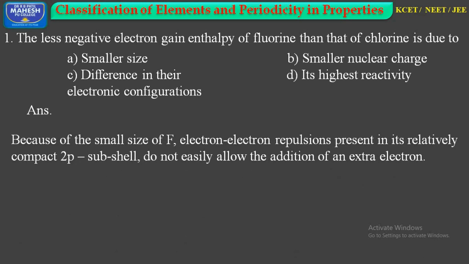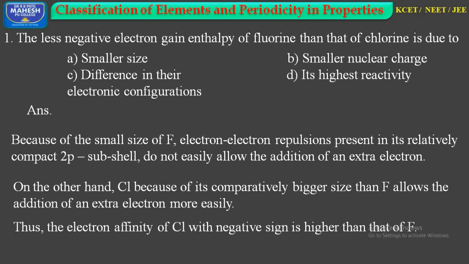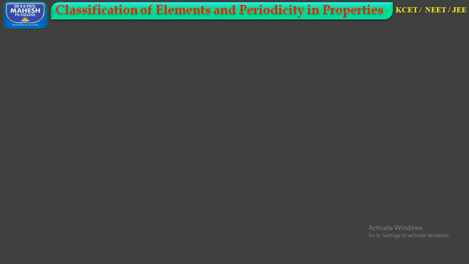And on the other hand, if we see the chlorine atom, because of its comparatively bigger size than fluorine, it allows the addition of an extra electron much more easily. And thus, we can conclude that the electron affinity of chlorine with negative sign is much greater compared to that of fluorine. So with this, students, option A is the right answer, that is smaller size. Moving to the next question.